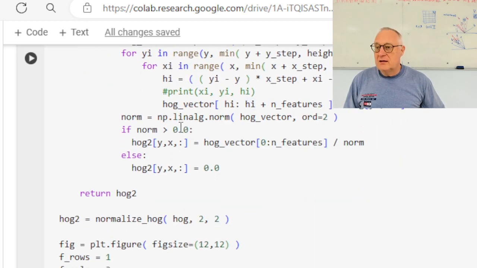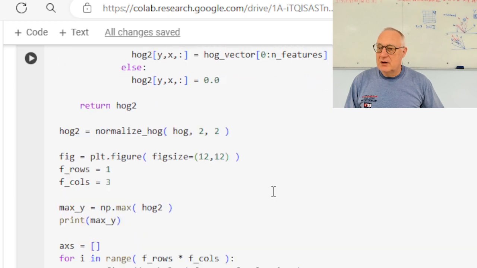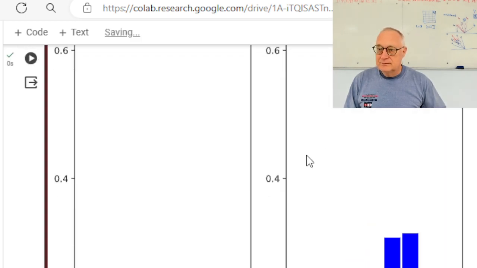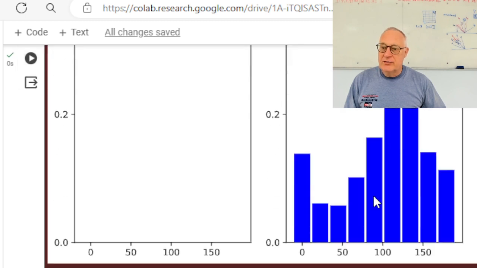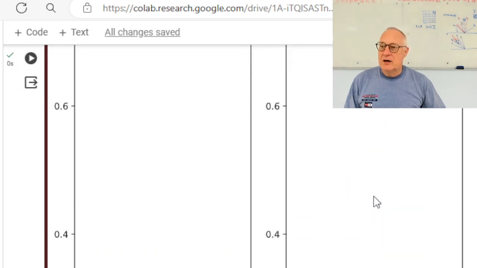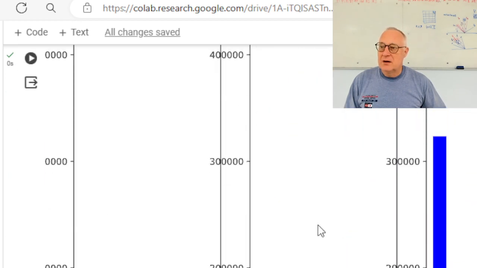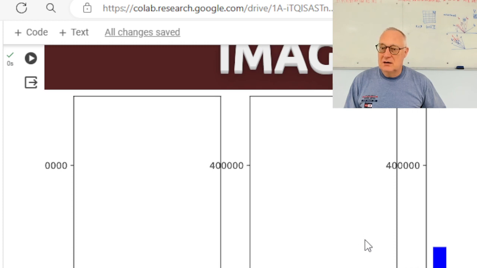So we can do that. We just apply the normalization to the algorithm. If that normalization is 0, then we set it to 0. Otherwise, we divide to make sure that the length of the vector ends up being 1. Then we can show that. So now that's basically the same image that we had before, except that now the scale of the charts here are all the same.